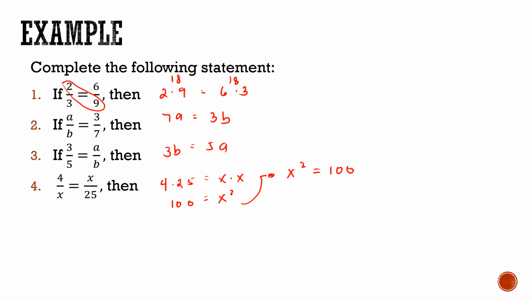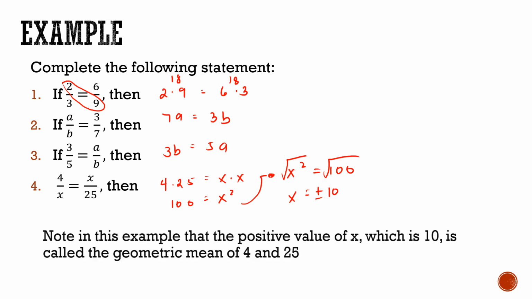So to eliminate the square here, we'll be applying the simplifying of exponents. So to eliminate the square here, we will simply get the square root of both sides. So the square root of x squared is x, so that is equal to the square root of 100, that is positive and negative 10. Remember, since we are dealing with an equation, that's why the answer should be positive and negative 10.